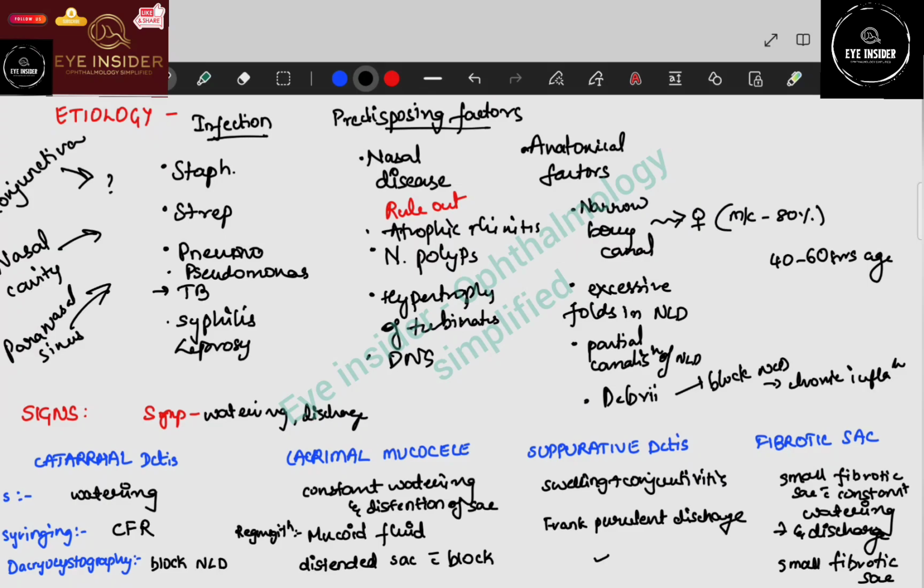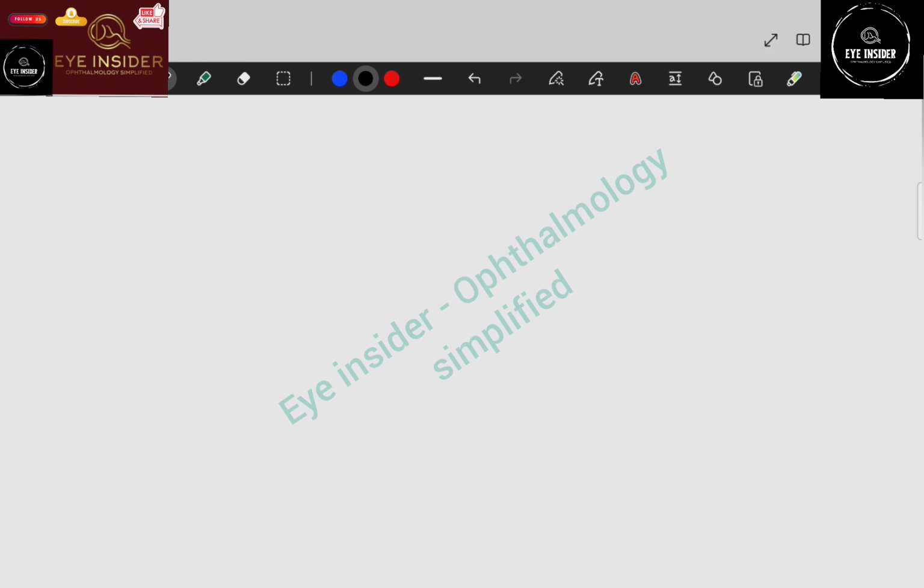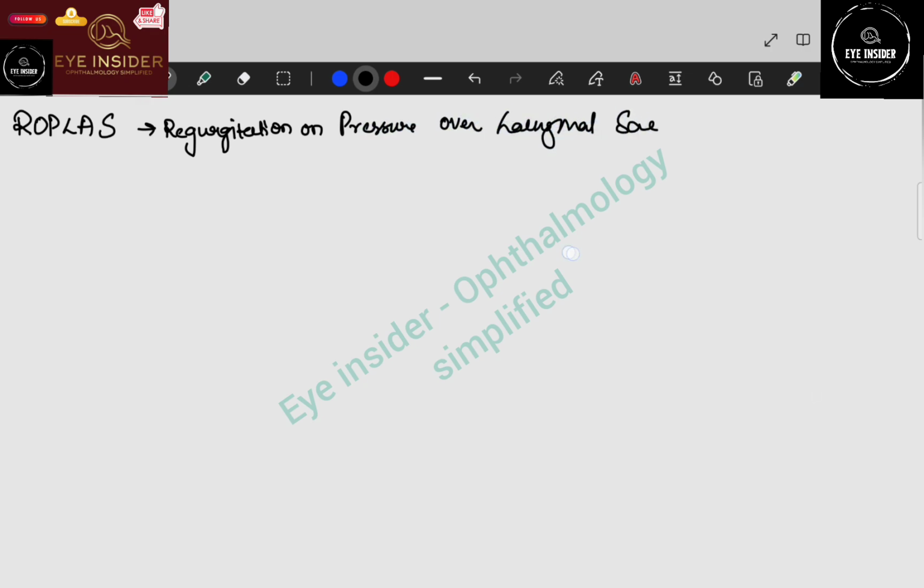Now coming to its complications. Because it leads to infection, the infection can spread to other areas near the eye. That's why we have to perform ROPLAS or syringing before doing any ocular or adnexal procedures. ROPLAS indicates regurgitation on pressure over the lacrimal sac area. These are a must before any intraocular surgery, because there is a very high risk of endophthalmitis if this is not addressed.